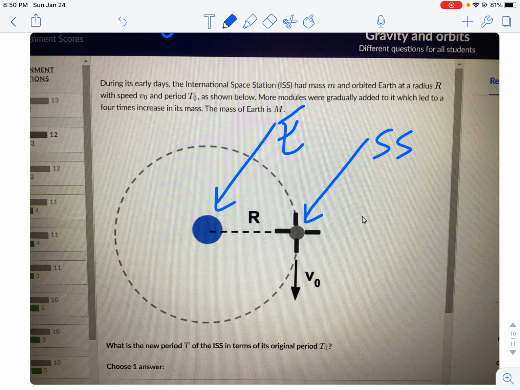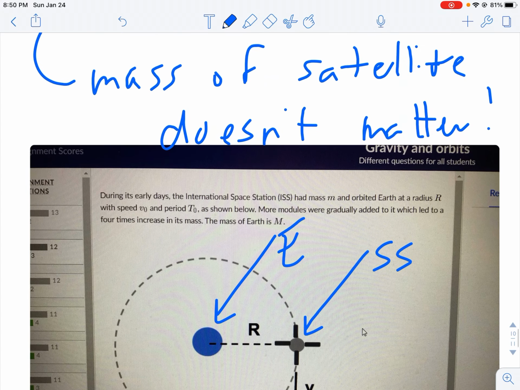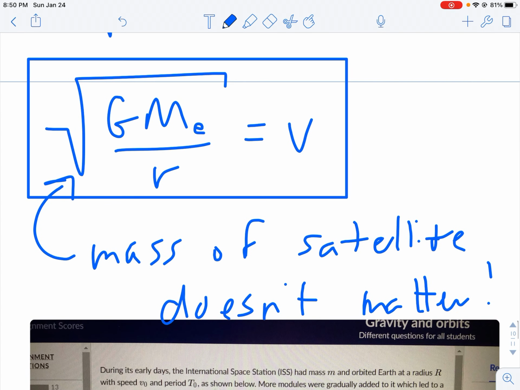More modules were added to it, which led to a four times increase in its mass. So the space station is getting more and more massive as they're tacking on more and more parts to it. So intuitively, you might think that that would slow it down or something as it orbits. So in the previous video, we derived this equation right here.